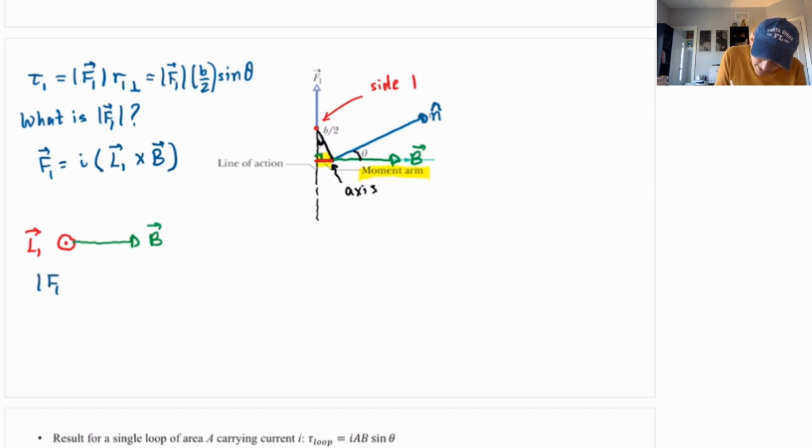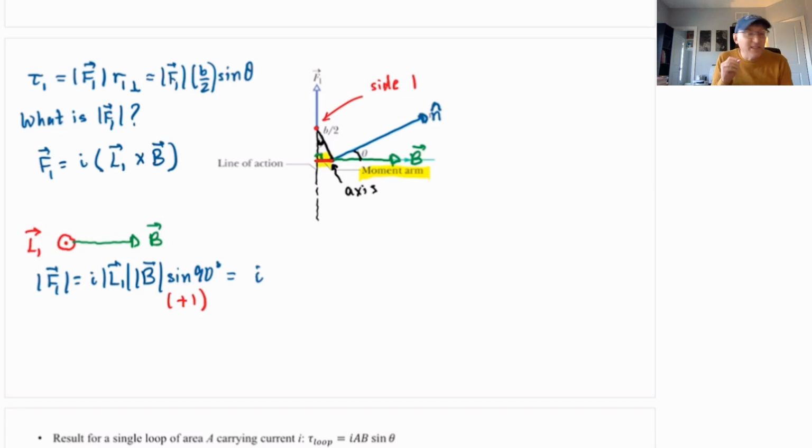So the magnitude of F1 would be I times the magnitude of L1, magnitude of capital B, sine of 90 degrees. Sine of 90 degrees is plus 1. So this is I. Magnitude of L1 is the length of side 1, though that's a long side. That length is little a. That's what we called it. And then that symbol for the magnitude of the magnetic field. That's the magnitude of the force.